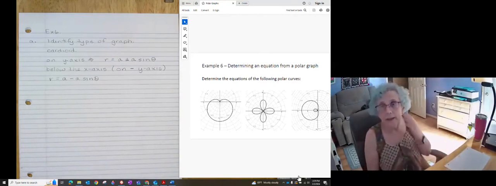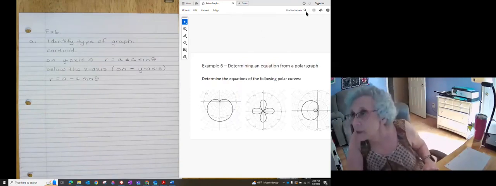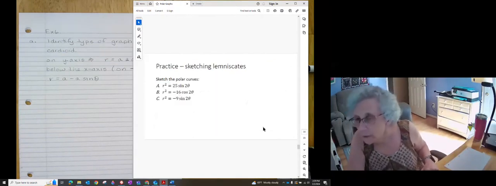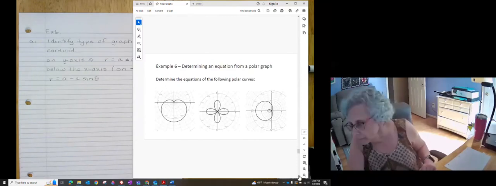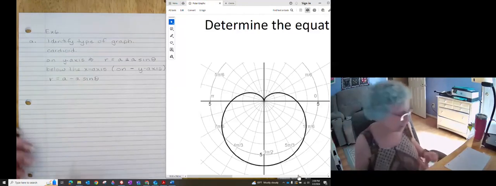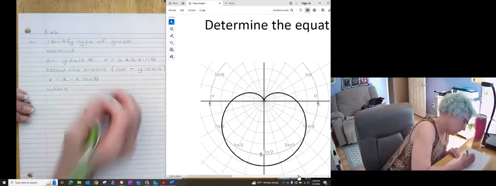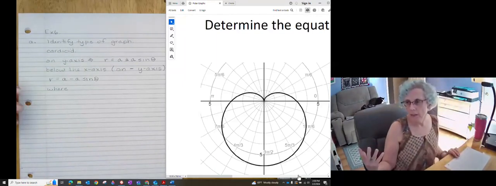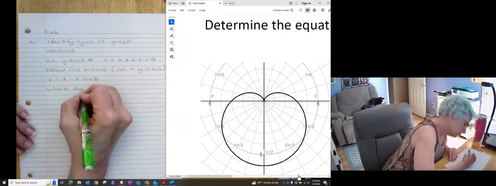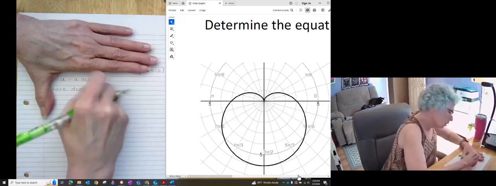Then I need to know what a is. So I make this bigger so I can figure that out. Let's see. Now I can see it. It's crossing at 1, 2, 3. So where do the minor axes cross? Because that's what a is. Where does it cross the x-axis?